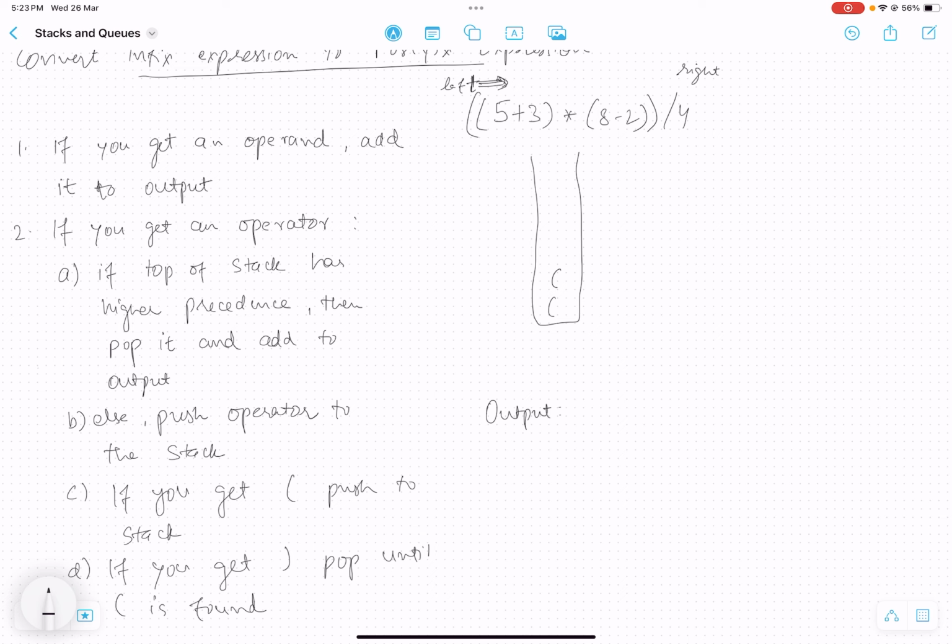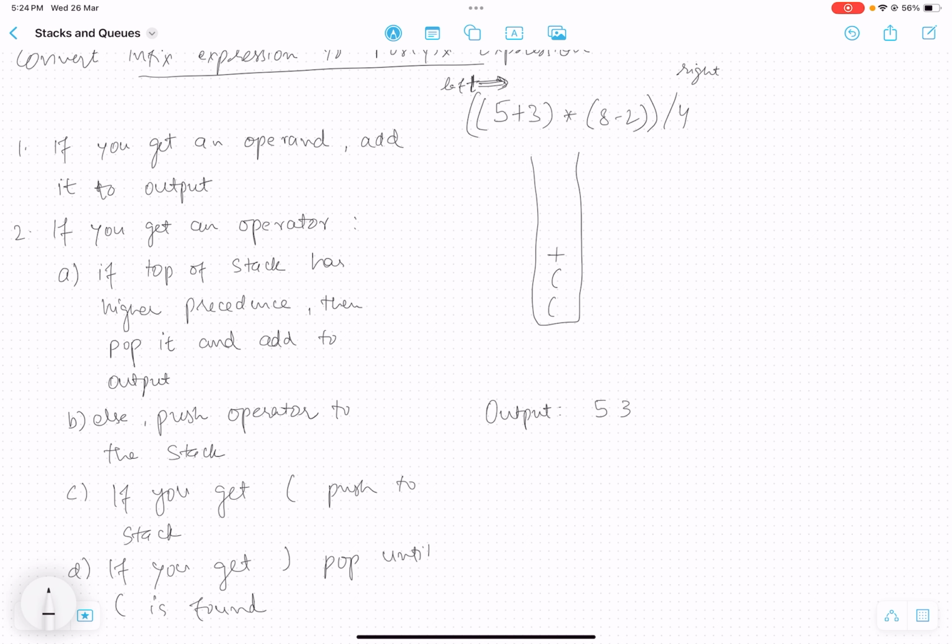Then what we got is 5. It is an operand, point number 1. Add it to the output. What we get next is plus. It is an operator. So there is no operator in the stack, it is a parenthesis. So push plus into the stack. Next is 3. It is an operand. Get it to the output.